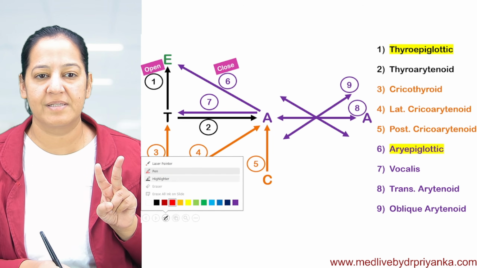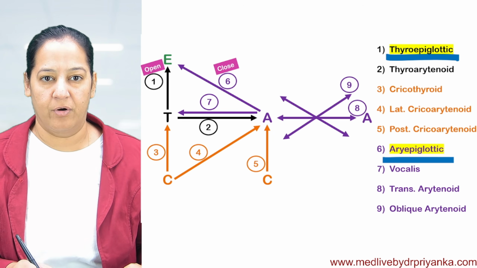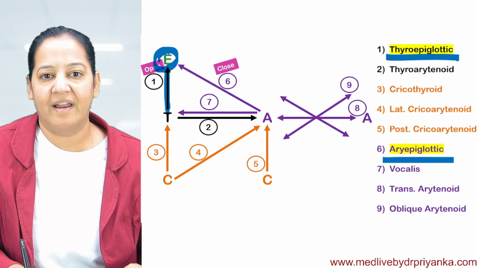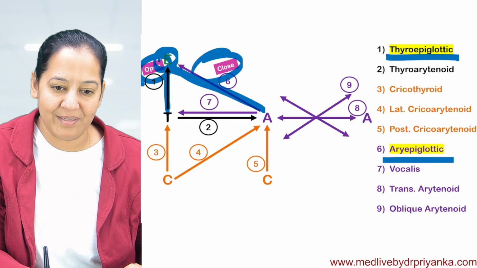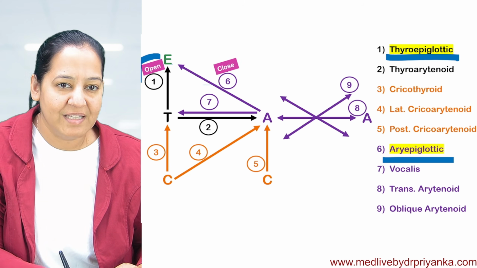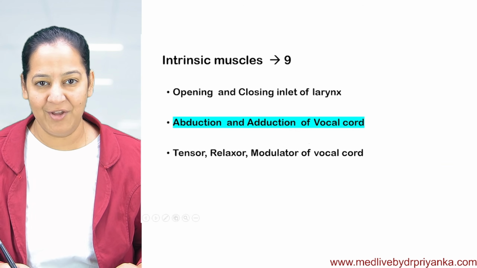You can see the same in this diagram also. Where are these two muscles I am talking about? Where is thyroepiglottic and where is aryepiglottic? Where is the epiglottis? Connect the epiglottis with thyroid and connect the epiglottis with the arytenoid. You can see this one is opening, this one is closing. The one in front is opening, the one at the back is closing. This is the opener, this is the closer. I hope you got it.